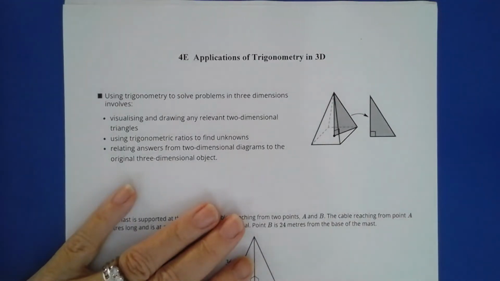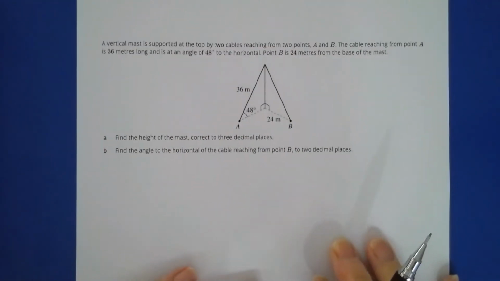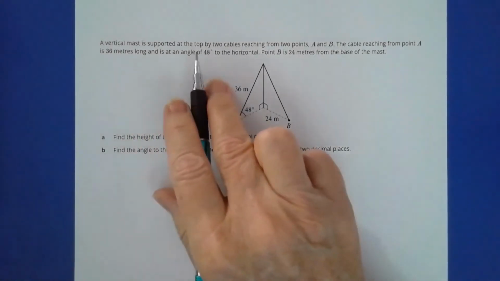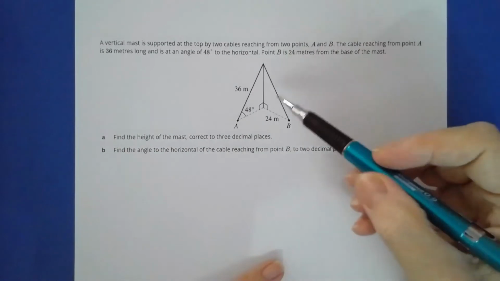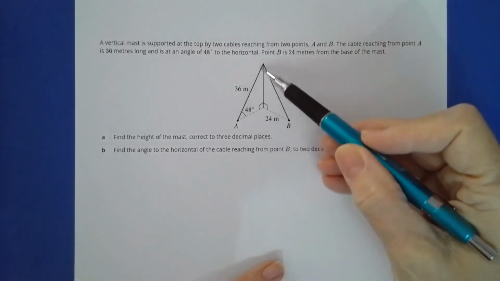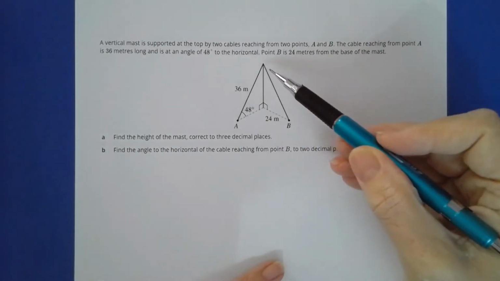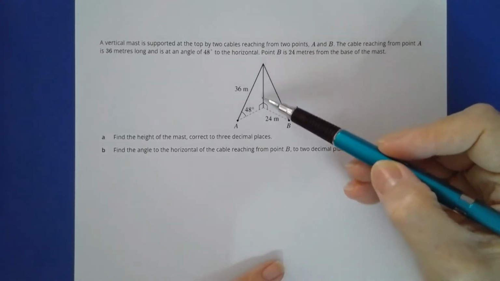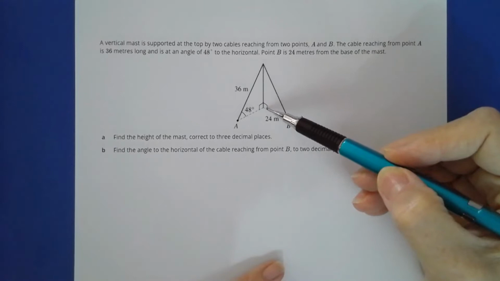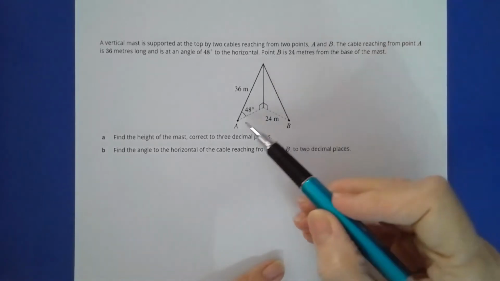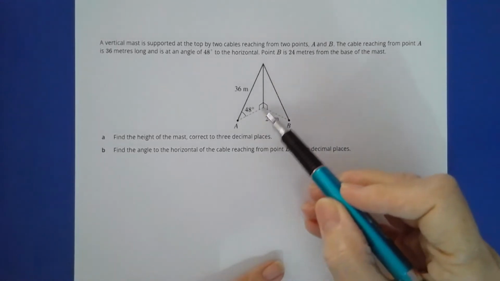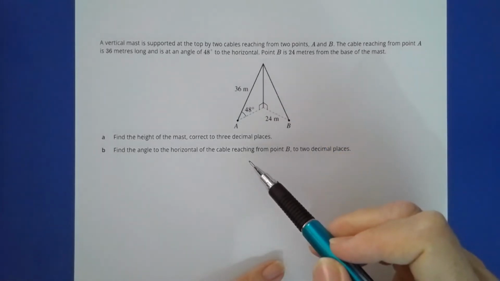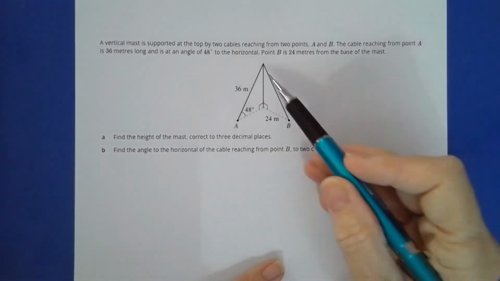All right, so let's look down here. It says, a vertical mast is supported at the top by 2 cables that reach from 2 points, A and B. So can you see what the vertical mast is? This thing? And that's why there's little right angles there, because it's a vertical mast, which means if this is the ground, the mast, being vertical, makes a right angle with the ground. So there's cables that go up to each side.